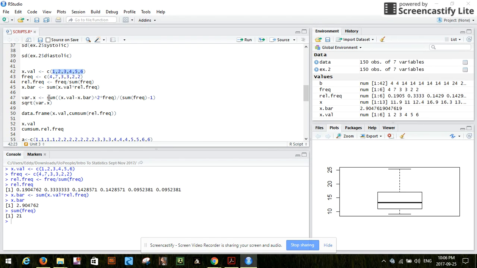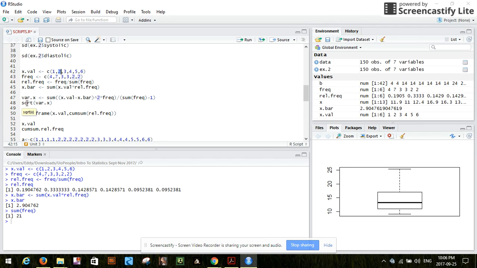So here the formula is here. Each time we take, let's say, 1 minus 2.9, we square it, and we multiply it by the frequency, which is 4. Then we add to that 2 minus 2.9, we square it and we multiply by the frequency of 7, and so on. The sum of all of that, we divide by the sum of frequencies, 21 minus 1, which is 20. That will give us the variance.